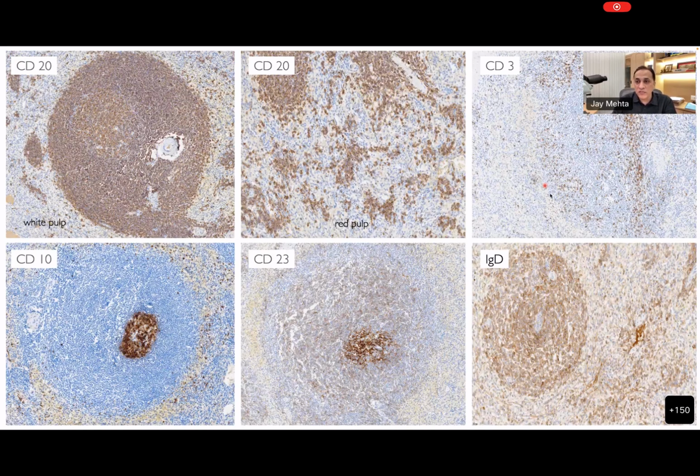CD3 marks very sparse T cells, CD10 only marks the remnant follicle center cells, CD23 is marking the FDC meshworks and the mantle cells. Look at the marginal cells, the lesional cells, which are negative. IgD, again, is positive not only in the lesional micronodule, but also in the cells in the red pulp. So that's a very useful stain to diagnose splenic marginal zone lymphoma.